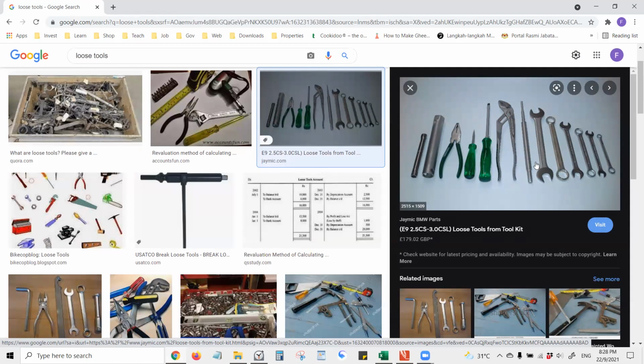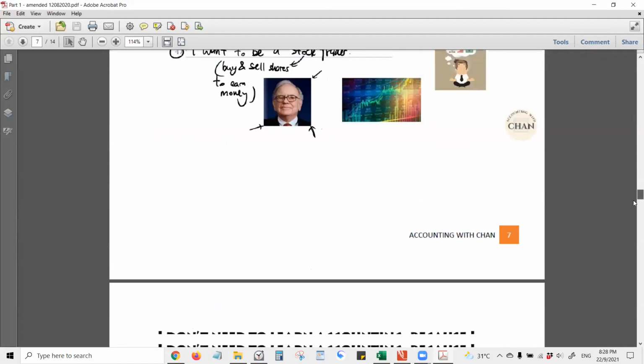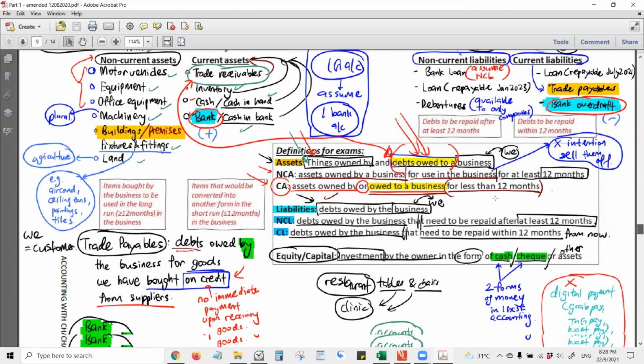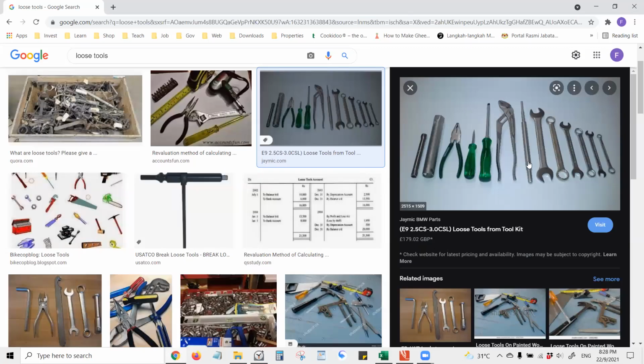These are those tools. Why are they NCA? So to understand why they are NCA, you look at the definition of NCA. Assets owned by a business for use in the business for at least 12 months. Does it satisfy the definition of NCA, those tools? Answer is yes.